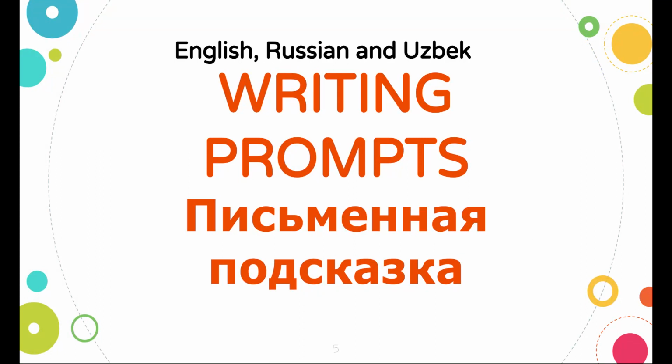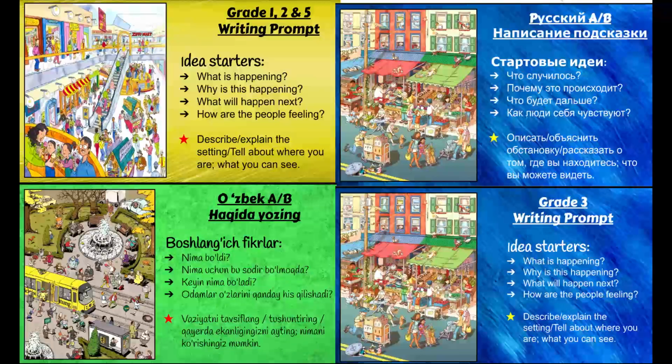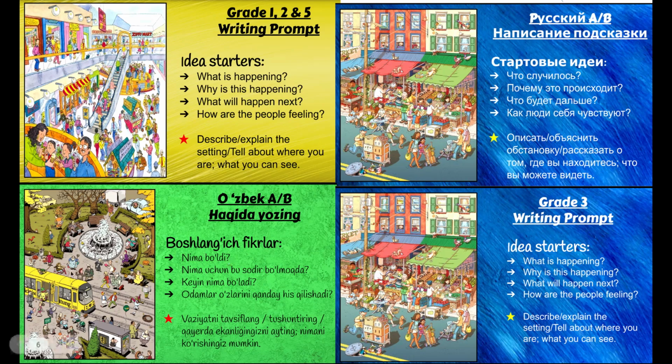Again, as I said before, all three languages will be using the same prompt idea, but different images. Grades 1, 2, and 5 selected this image, and all of them have idea starters with the expectations of what you can discuss with the children that they would need to write about. Russian A and B selected this one. Grade 3 also selected the same. Grade 4 and Uzbek A and B have selected this image.